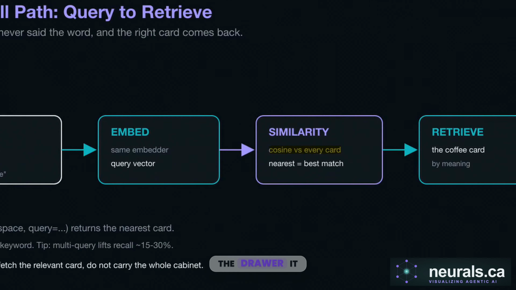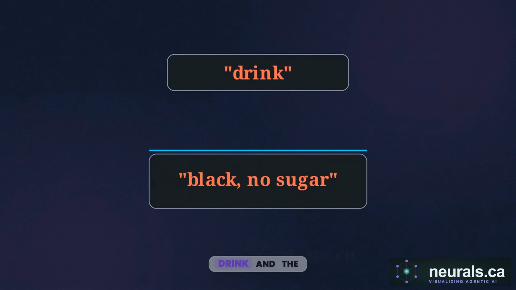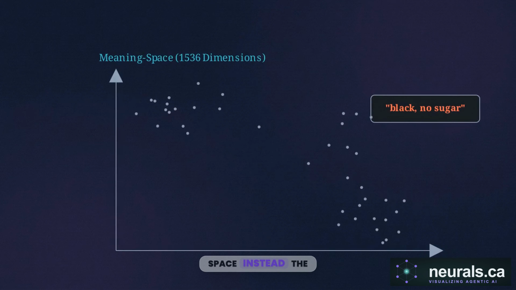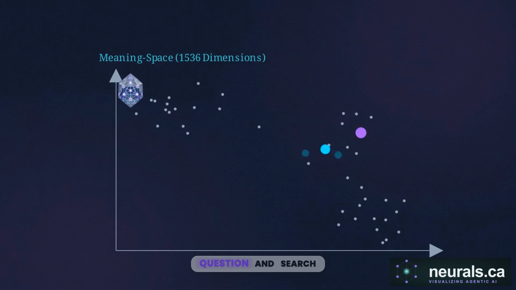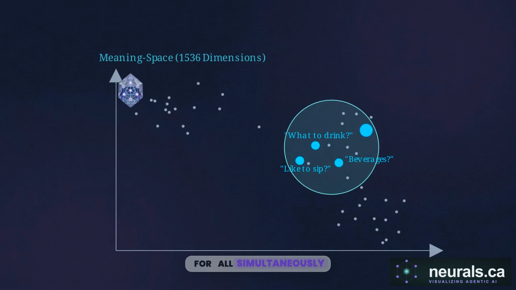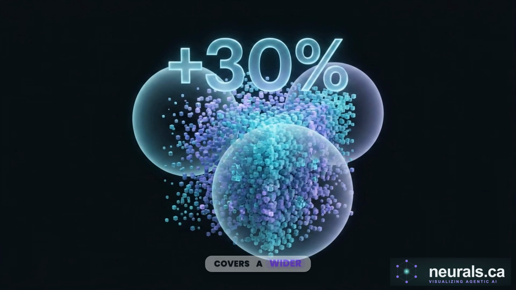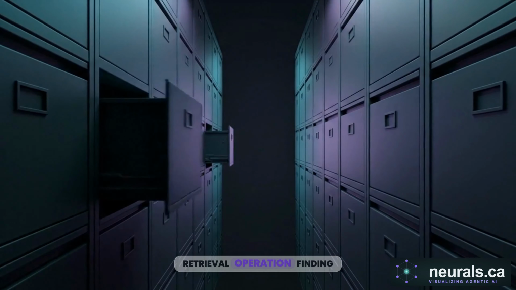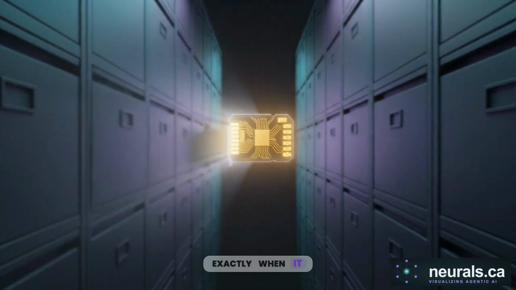A traditional keyword search looks for overlapping letters and would return nothing here, because the word drink and the phrase black no sugar share 0 common words. By searching in meaning space instead, the correct card wins. To increase accuracy, generate multiple phrasings of the user's question and search for all simultaneously. This multi-query approach covers a wider area of the meaning space, lifting recall rates by 30%. We are not storing memories just to hold them. Long-term memory is entirely a retrieval operation, finding the right card exactly when it matters.